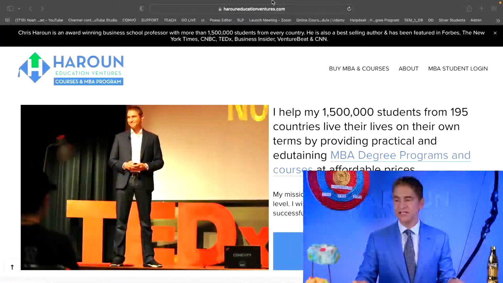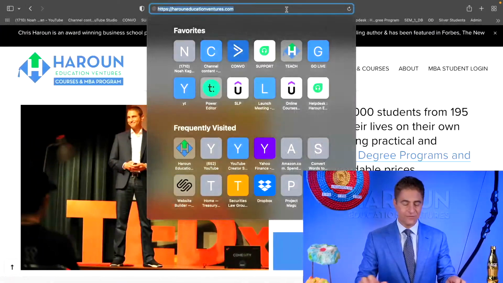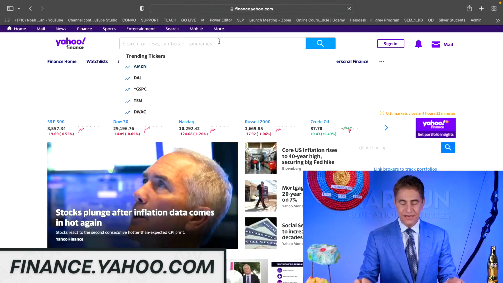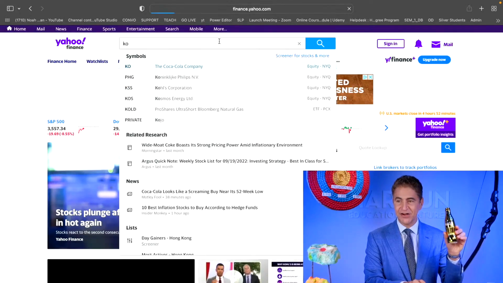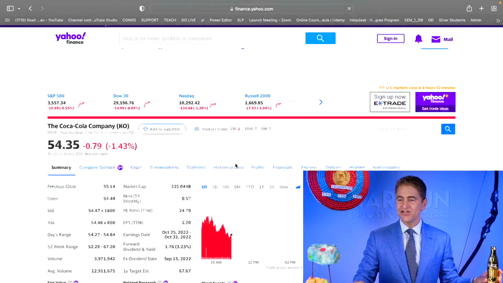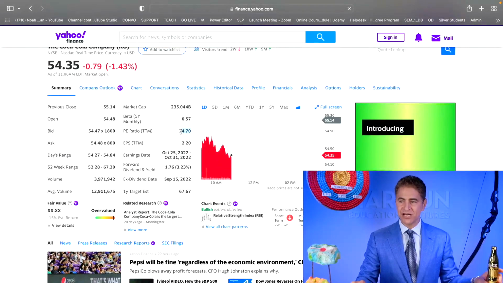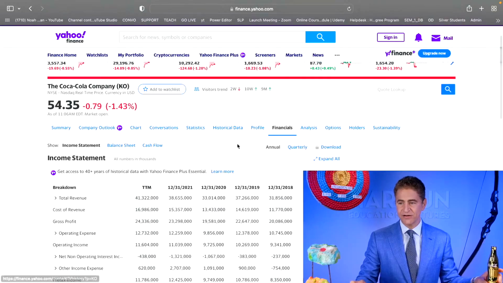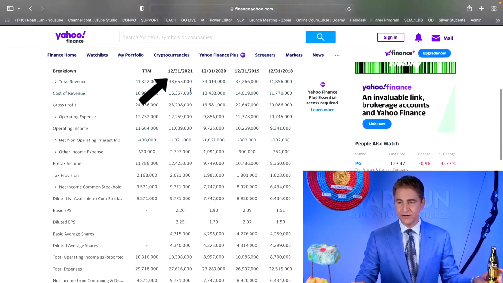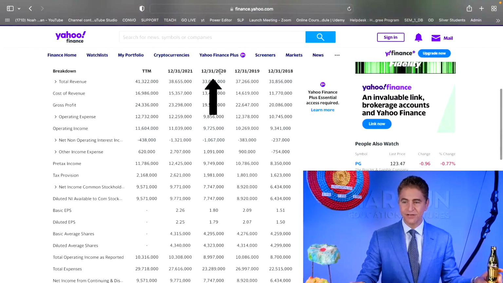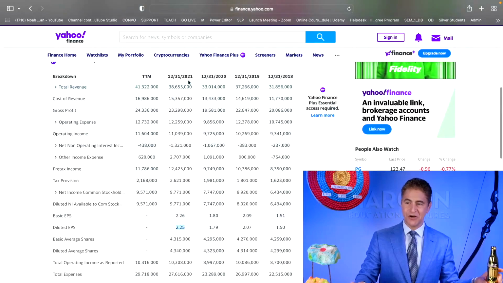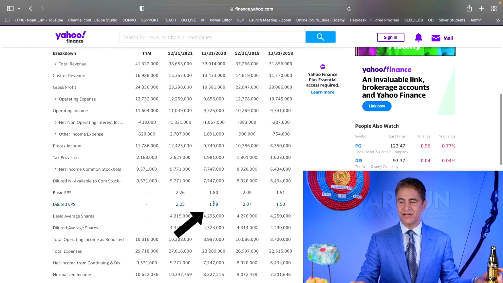So let's go to Coca-Cola together. And as always, we'll go to my favorite free website, which is finance.yahoo.com. The ticker for Coke right here is KO. Coke right now is trading at 25 times earnings. So let's actually look at the financials of Coke here. We can see right here, this is last year and the year before. Coca-Cola's earnings per share are $2.25 in 2021, and in 2020, it was $1.79.